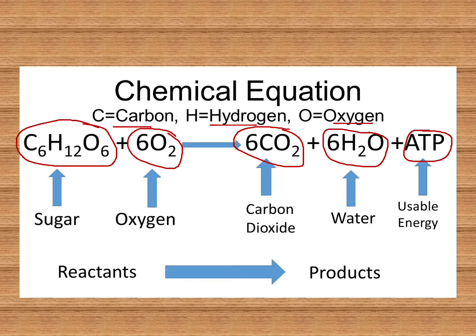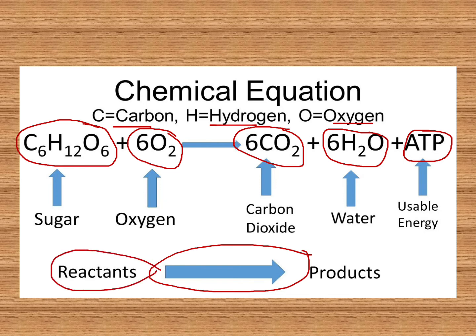Now, you should be familiar with the words reactants and products. You can see here, children, an arrow, right? Always remember, the substances on the left side or the tail side of the arrow are called the reactants. The substances towards the head of the arrow, on the right side, are called the products.